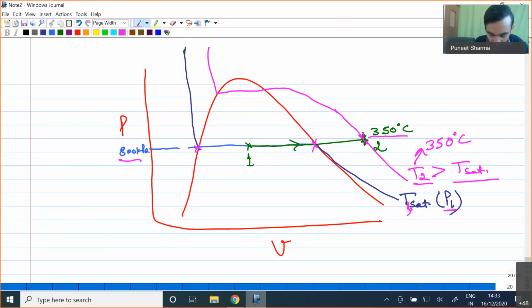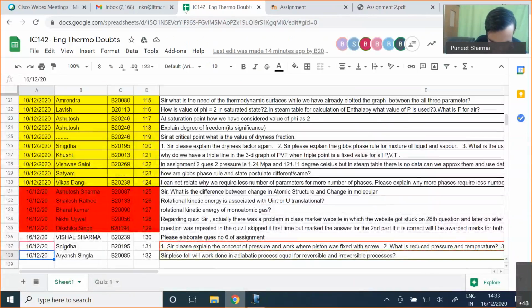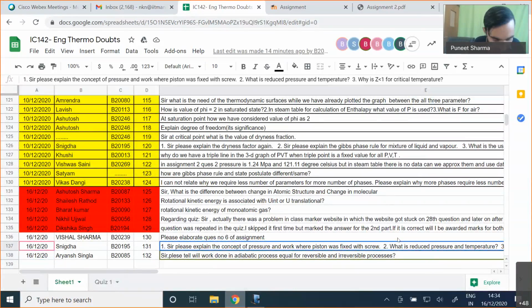Yes, sir. Okay, so let me now move to the next question. Please explain the concept of pressure and work where the piston was fixed with a screw. Second, what is reduced pressure and temperature? And then third, why is Z less than 1 for critical temperature? Okay, so let me explain all three questions.